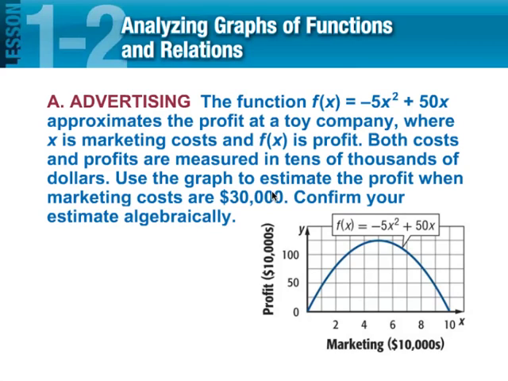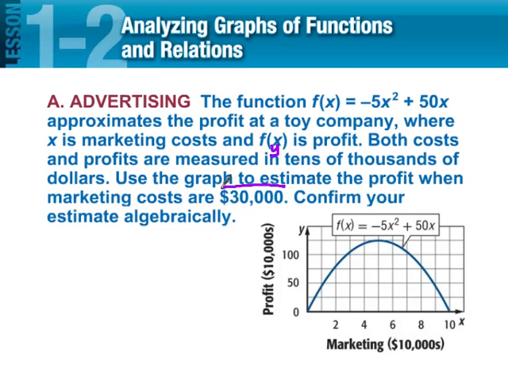It says the function f of x equals negative 5x squared plus 50x approximates the profit at a toy company where x is marketing costs and f of x is profit. Another name for f of x is y. So think of it that way: x is costs, y is profit. So how much they make? Both costs and profits are measured in tens of thousands of dollars. Use the graph to estimate the profit when marketing costs are $30,000. Confirm your estimate algebraically.